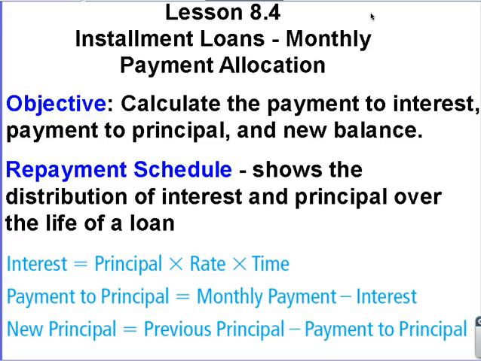Interest equals principal times rate times time. We've seen that before. Payment to principal is the monthly payment minus the interest, and new principal is previous principal minus payment to principal. Okay, let's move on.